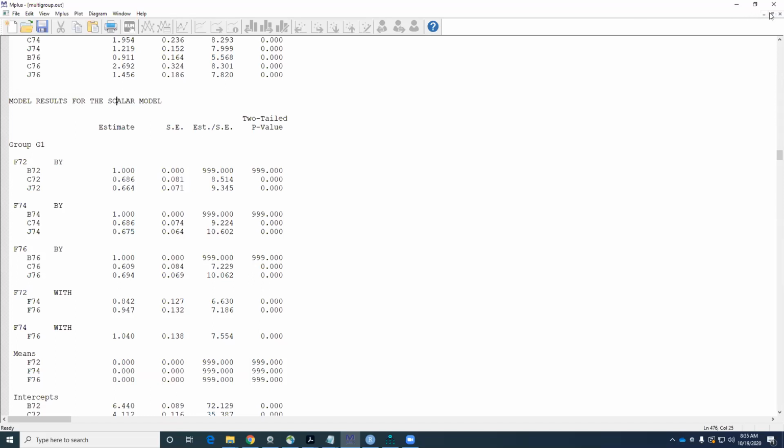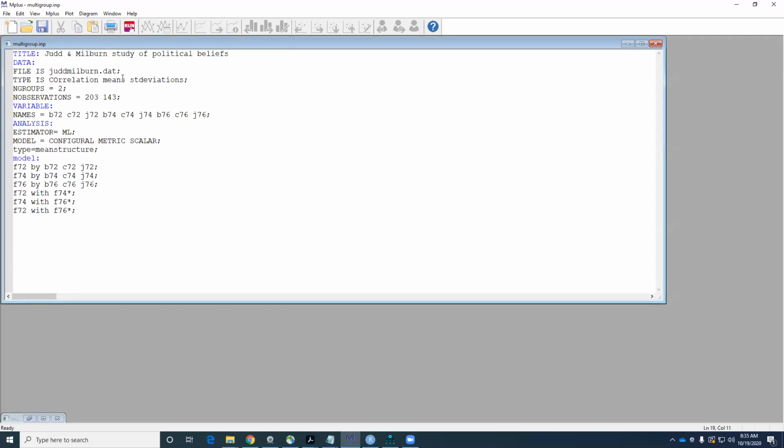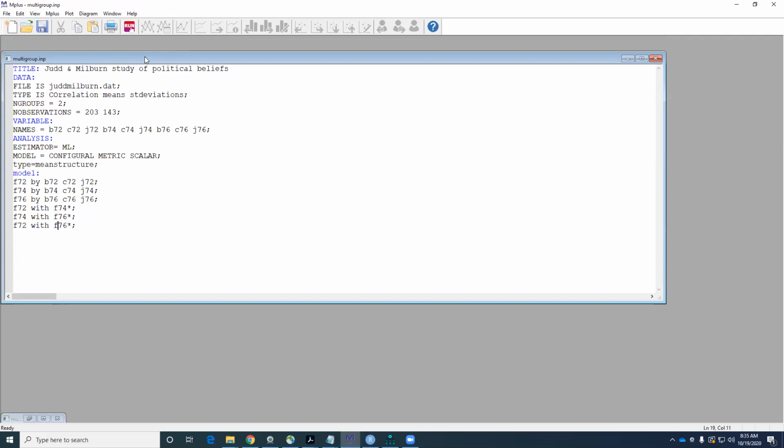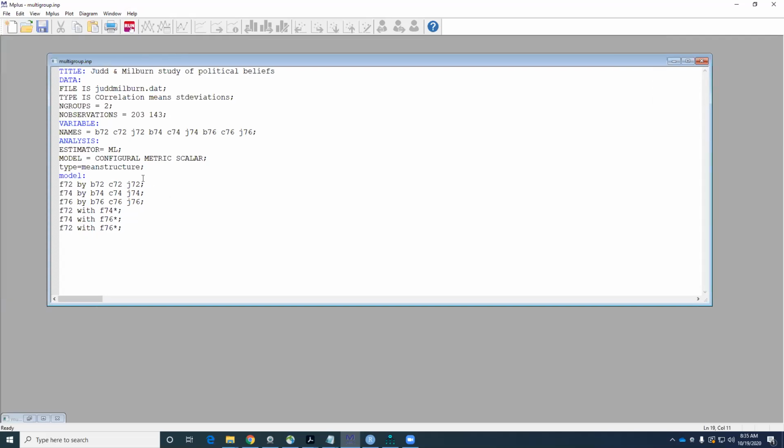Now, let's get out of the output here and come back to our model. Notice as I've drawn this that I didn't draw any error covariances. So if we were to do that, B72 with B74, and B72 with B76, and B74 with B76. This would then give me my error variances.